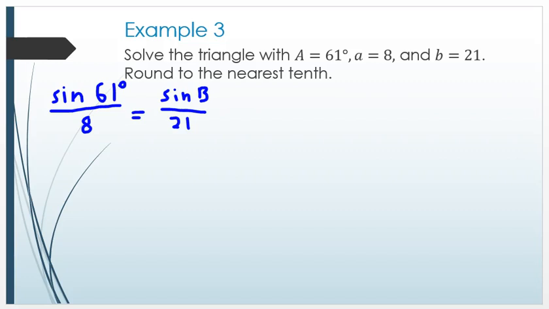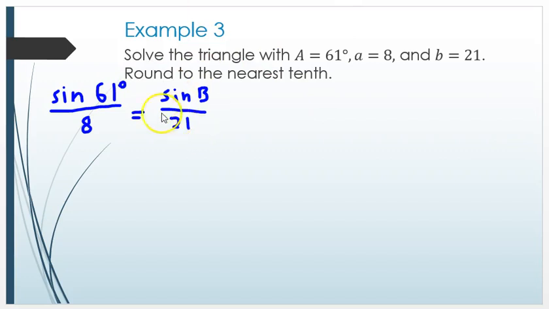Here's our first example. We've been given two sides and one angle. So I plugged the values into the law of sines. I have sine of 61 over 8 equals sine of B over 21. And the value I'm missing, what I'm going to be solving for, is this capital letter B here. Since this is one of the angles that I'm solving for, I do have to consider the complications that I just showed you on the last slide.